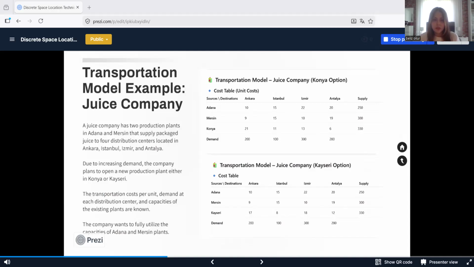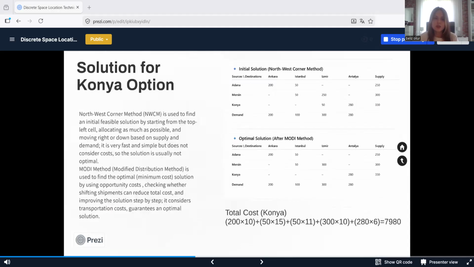Let's test the Konya option first. In operations research, we usually start with an initial feasible solution, often using something simple like the northwest corner method. It is fast, but it ignores cost. To get the actual cheapest route, we use the MODI method, modified distribution method, to optimize it step by step. When we run the optimal solution with Konya as our third plant, our total minimized transportation cost comes to 7,980.